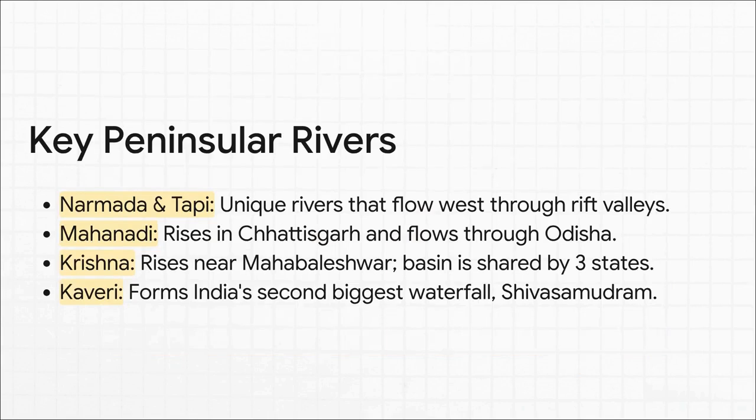Of course, there are other major rivers here too. The Narmada and Tapi are super interesting because they kind of break the rules, flowing west through these deep cracks in the earth called rift valleys. You've got the Mahanadi, which flows out through Odisha. The Krishna is a critical water source that's shared between 3 different states, and the Kaveri creates India's second biggest waterfall, which is a huge source of hydropower.